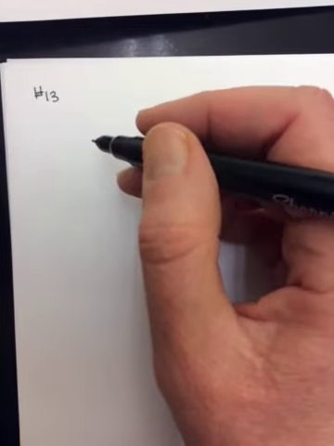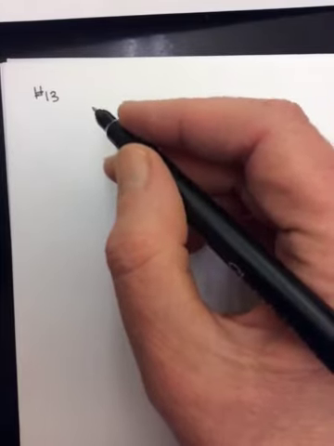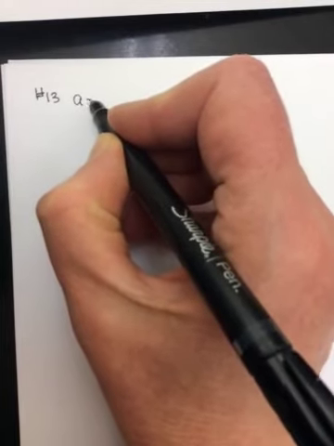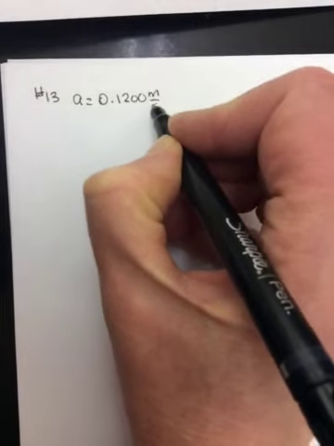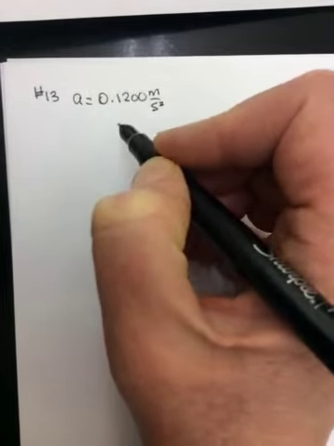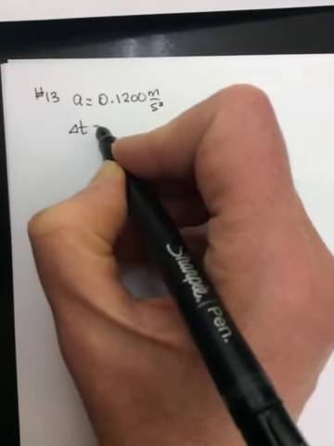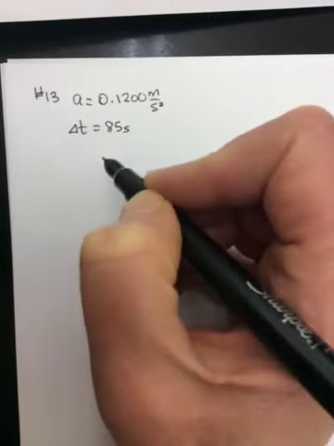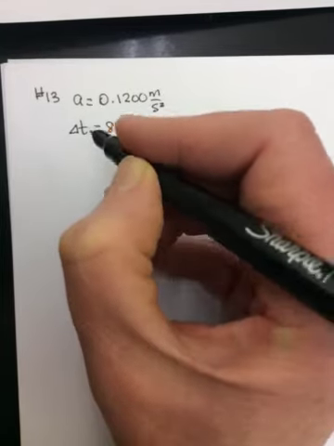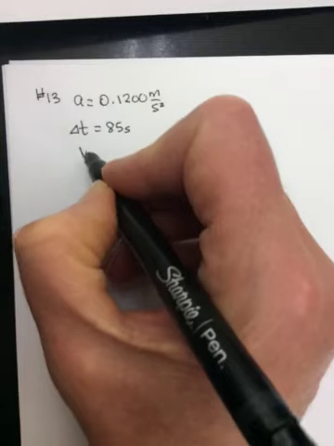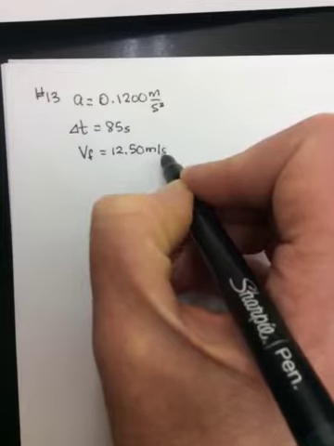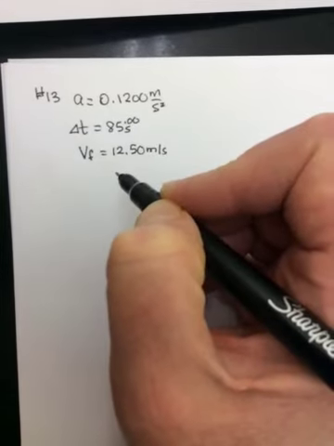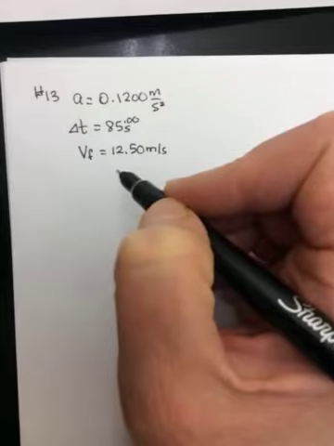Jasmine and Jonah coast down a long hill that leads to the river valley. They accelerate at 0.12 meters per second squared. I'm giving you the acceleration, 0.12 meters per second squared, for 85 seconds. That's the time. And at the bottom of the hill, they're traveling 12.5 meters per second. So that's their final velocity. What is their initial speed?